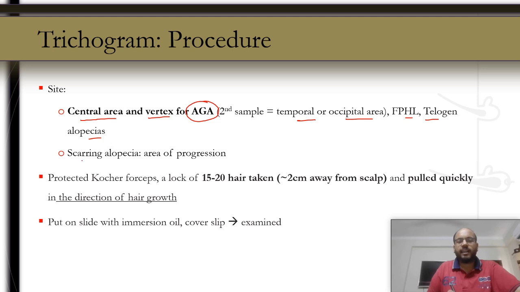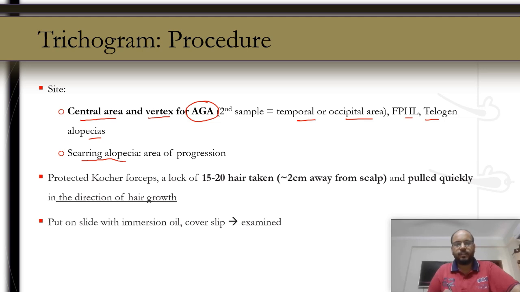If there is scarring alopecia that needs to be examined, then in disorders of scarring alopecia you need to take it from the margin, from the area of progression, because you need to know the activity. Let's say you want to differentiate between lichen planopilaris or maybe alopecia areata or lichen planopilaris in an androgenetic alopecia patient. So take it from the area in which there is progression so that you can examine the hair bulb and shaft. You take a protected Cocker's forceps.